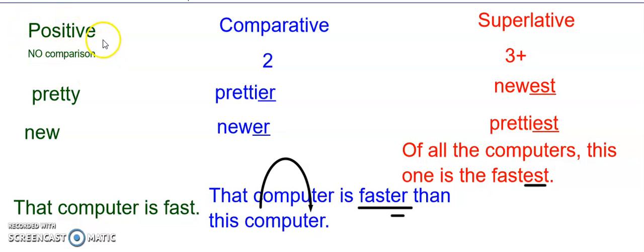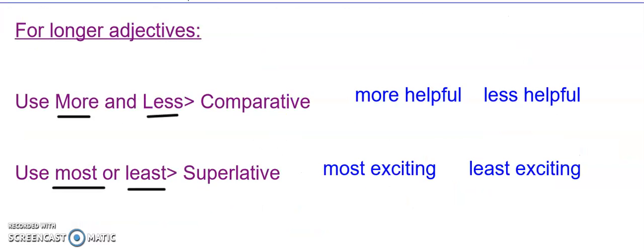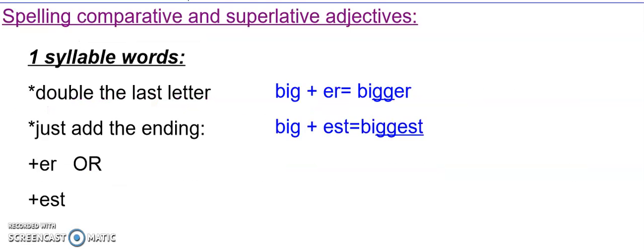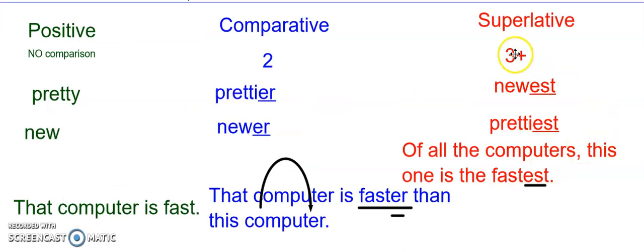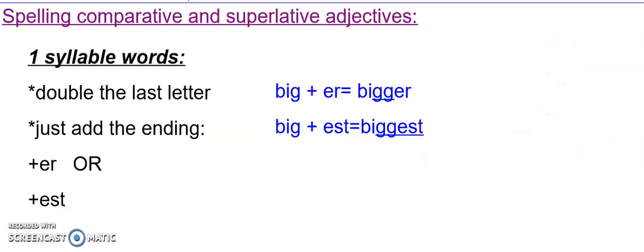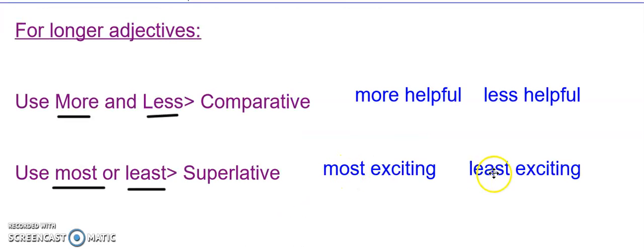Again, when there's no comparison, when you're just describing something, we call it positive. When you're comparing two nouns, it's called comparative, and they usually end in ER, or they use the helping words more or less. When something is superlative, we're comparing something to all the others. Think of it as superior or super. And they usually end in EST, or they use words like most or least.